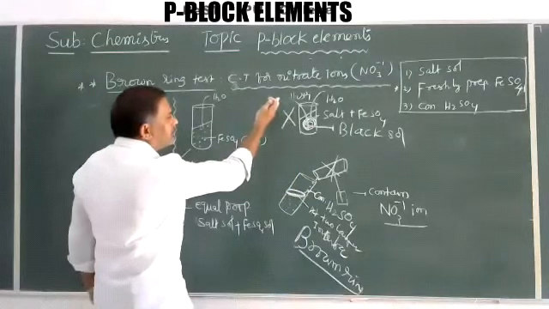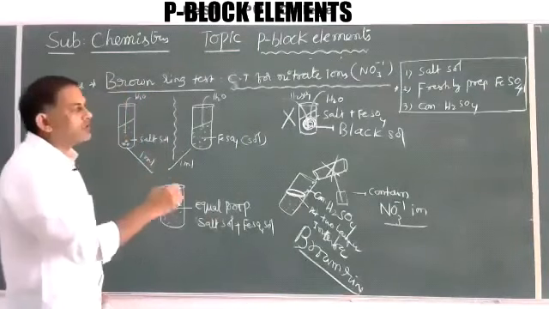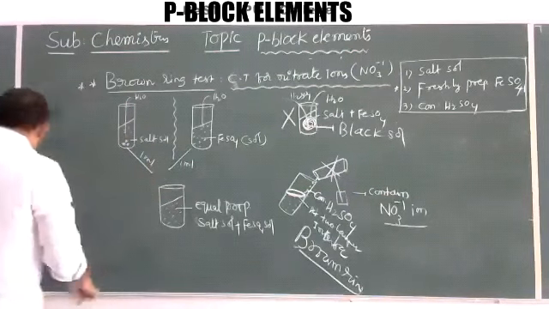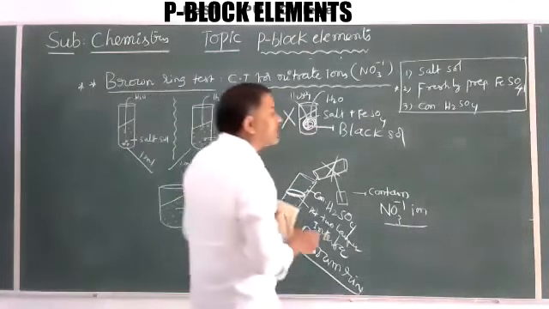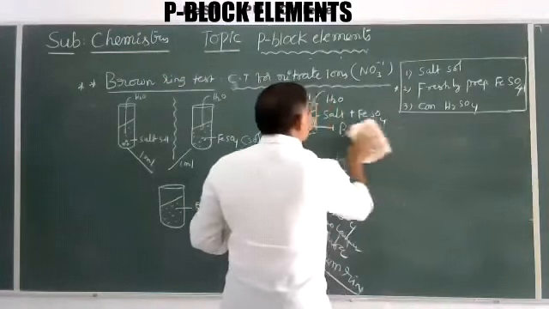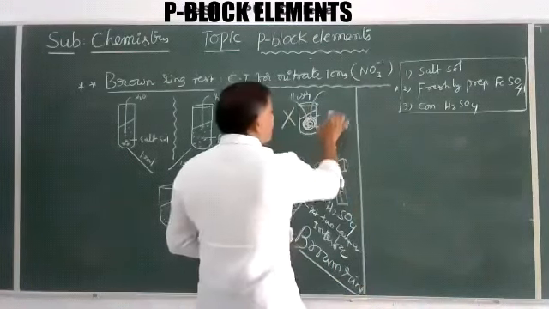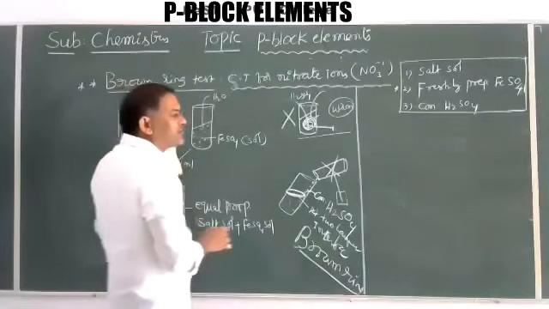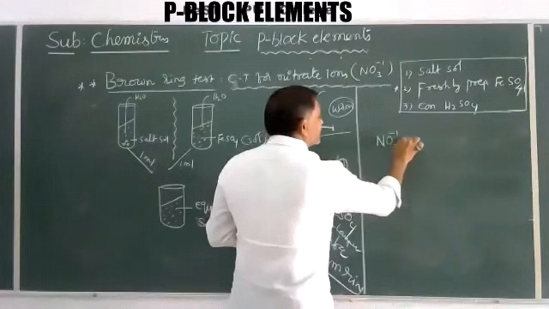We can already detect the presence of nitrate by using preliminary tests, heating with concentrated H2SO4 and copper turnings. This is the theoretical explanation. The main important thing for objective and other competitive examinations is the chemical reactions. Generally, nitrate salt means NO3 minus is present.